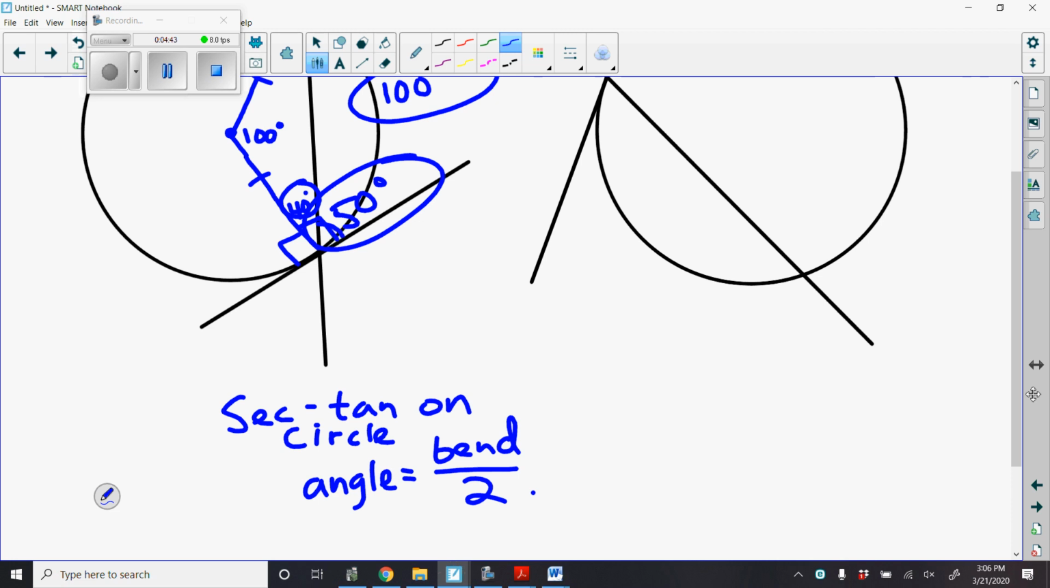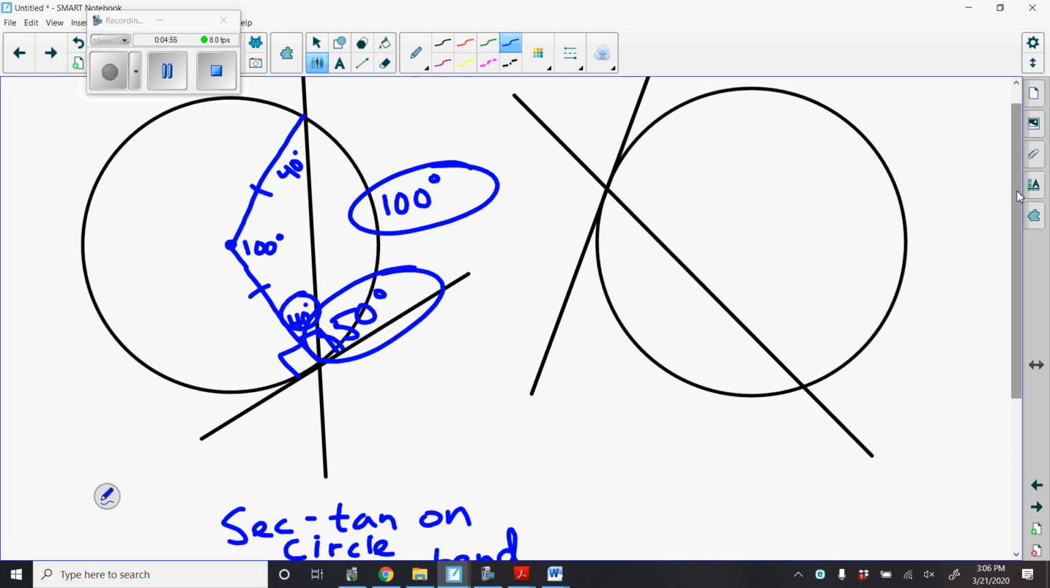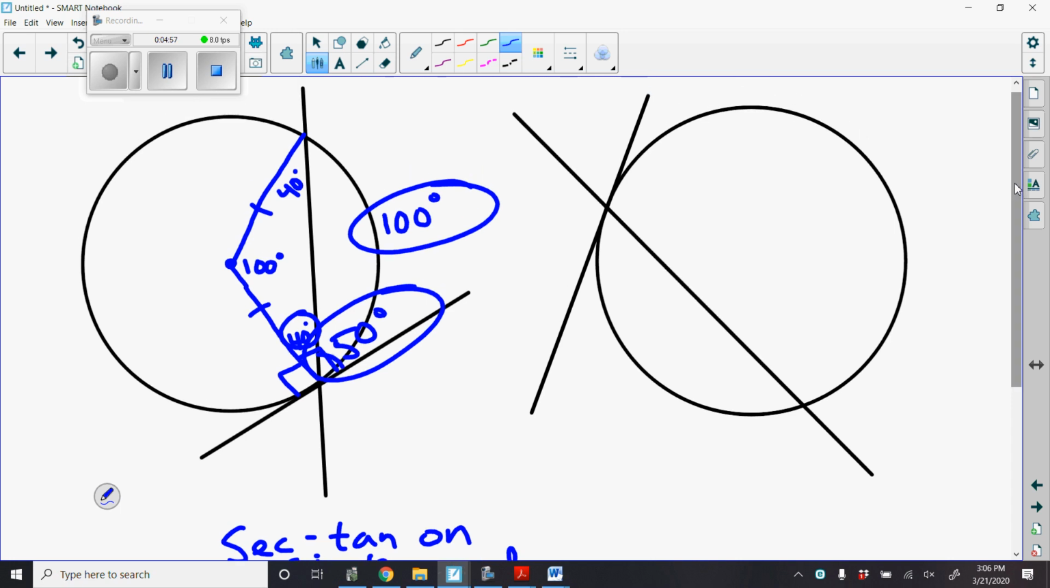And that's exactly the same formula we used for inscribed angles. Okay? Just to show you that this works regardless of the numbers that I choose, I'm just going to do a quick proof with letters here. So I'm going to call this bend X, and I'm going to call this Y. And again, what I'm trying to prove is that Y equals X over 2.